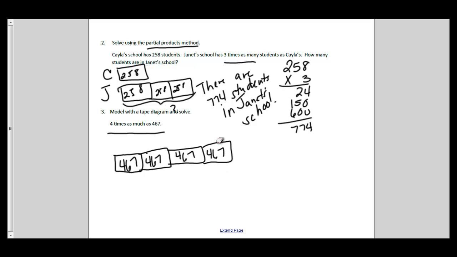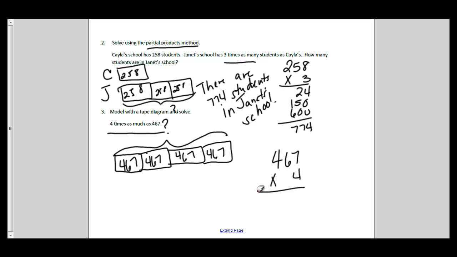Where would be the part of this tape diagram that I'm trying to figure out? Would be the total, right? So you draw your bracket and put your question mark here. Now you'll notice that this does not tell us what kind of multiplication to use. So we can use whatever kind of multiplication that we'd like to use. I prefer to use standard algorithm because it's a little bit faster.